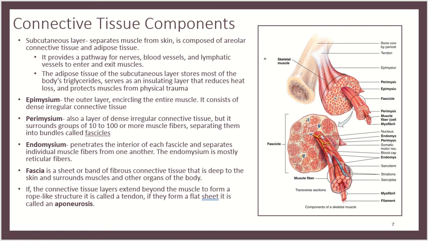And then next we have the fascia, and this is going to be a sheet or a band of fibrous connective tissue that is going to be deep to the skin and is going to surround the muscle, as well as some of the other organs in the body. So if the connective tissue layer extends beyond the muscle to form a rope-like structure, it's called a tendon. And if they form a flat sheet, then they're going to be called an aponeurosis. And we'll look at some of these in the lab when we get there today or later.